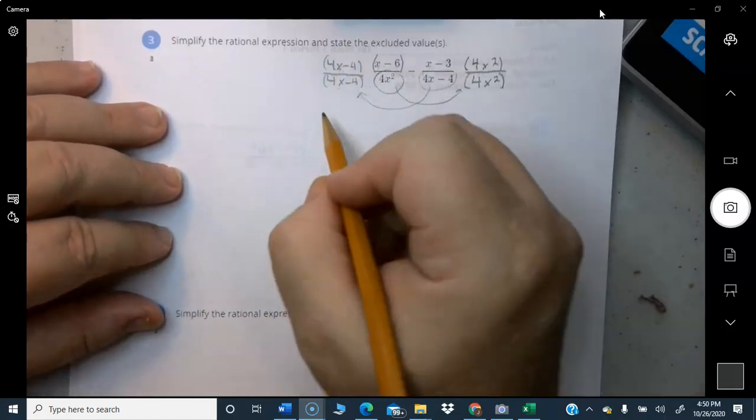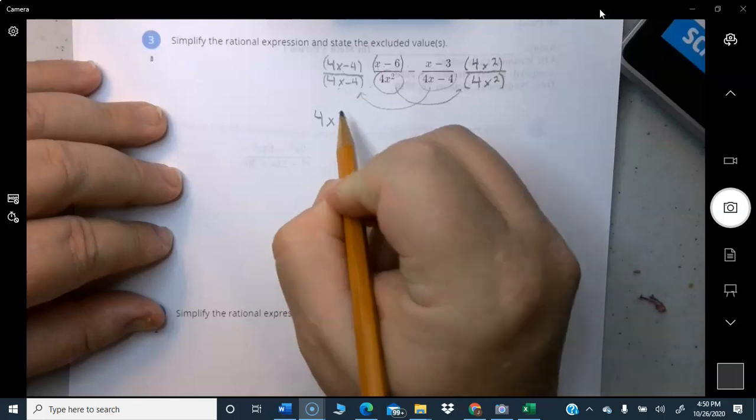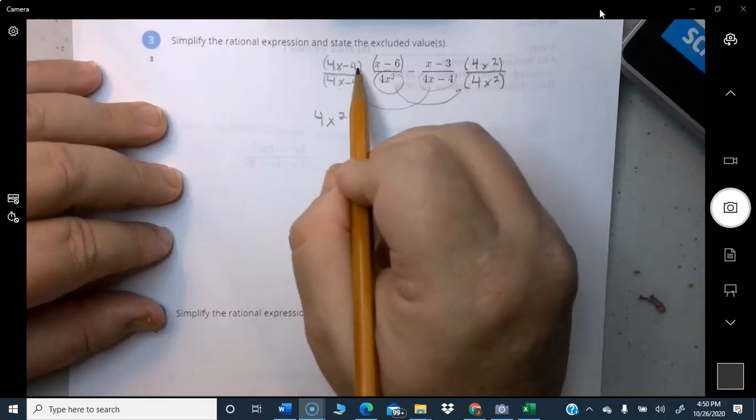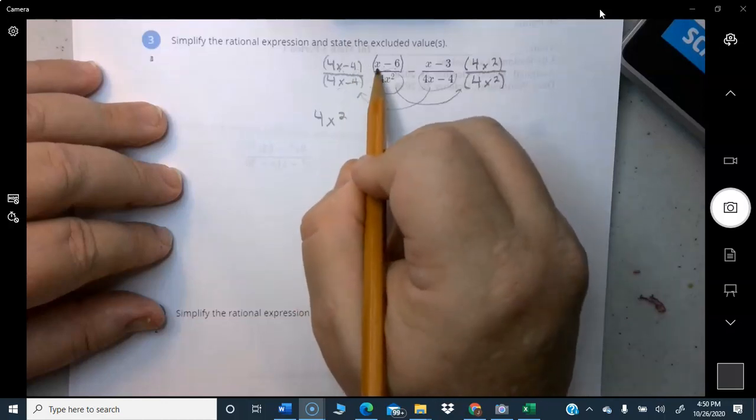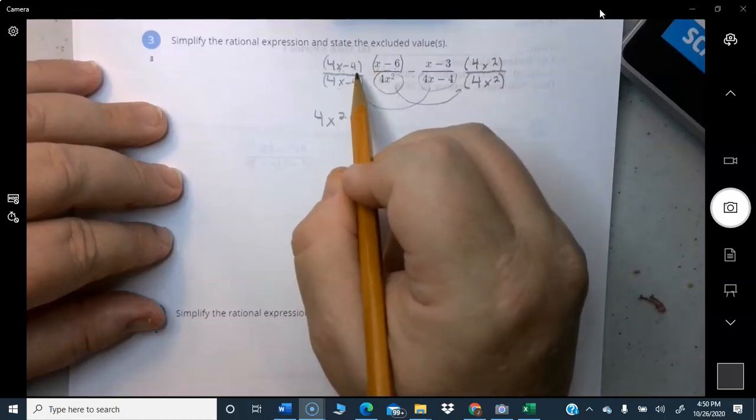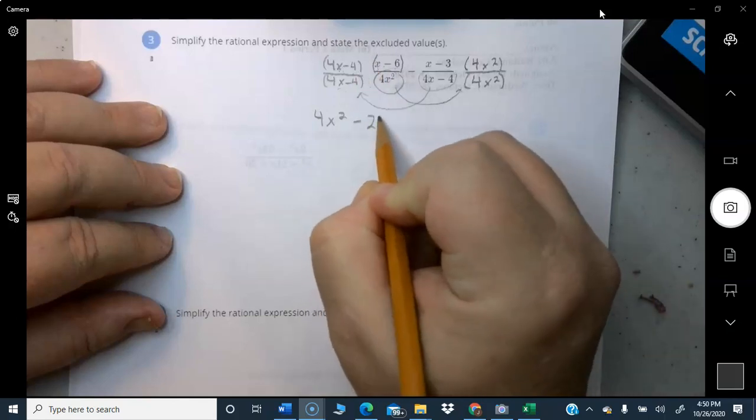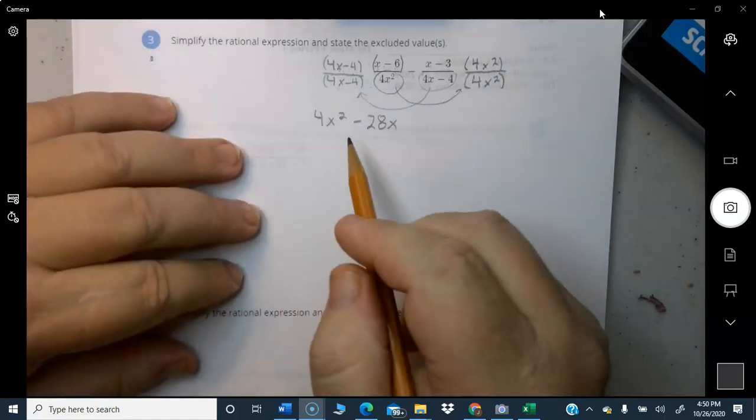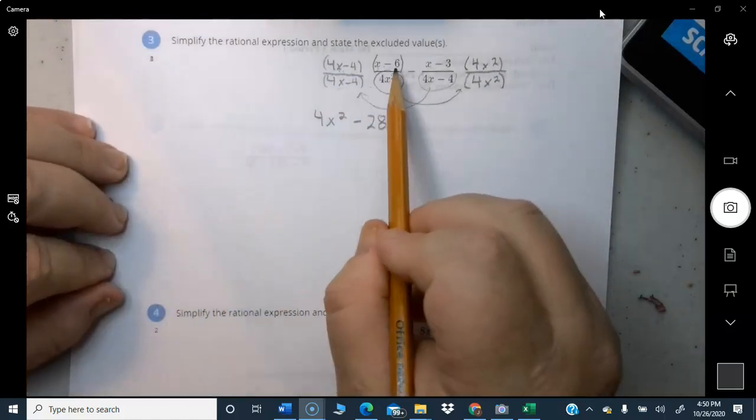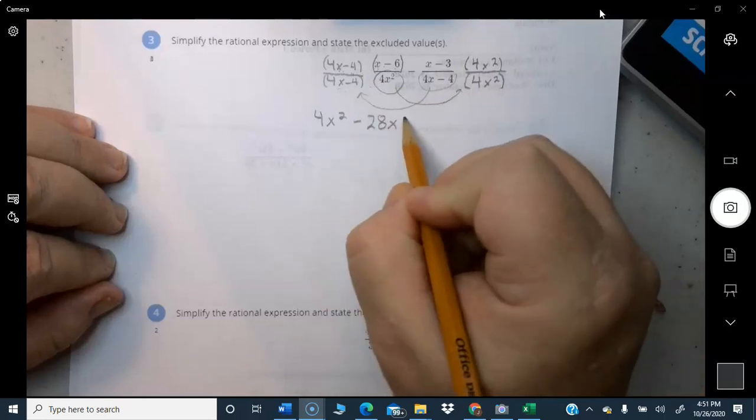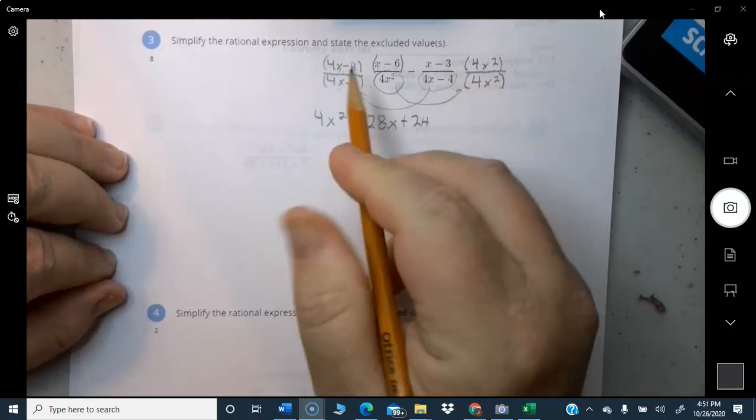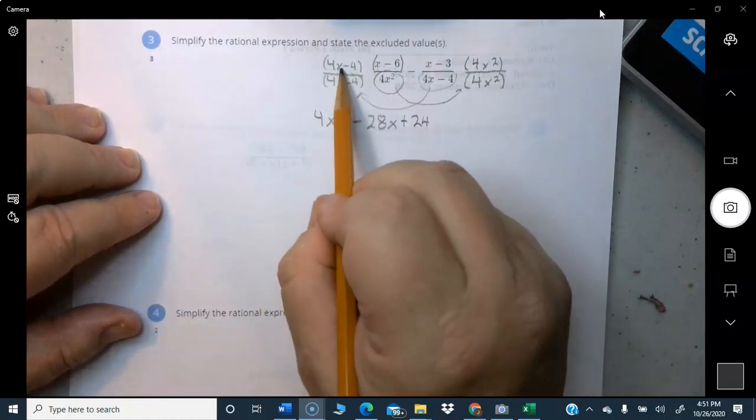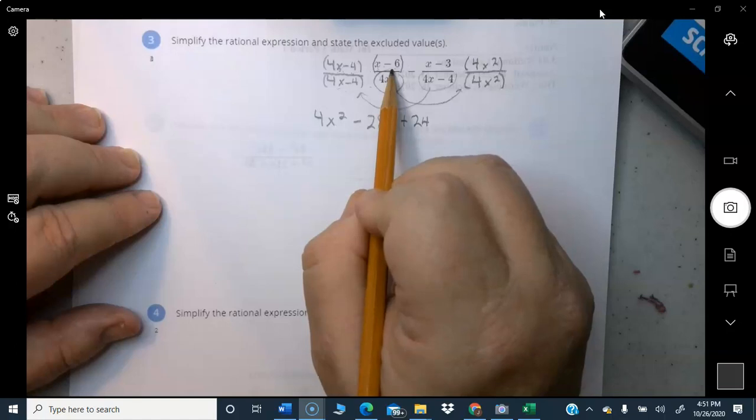4x times x is 4x squared. 4x times negative 6 is negative 24. And negative 4 times x is negative 4. So negative 24x minus 4x is negative 28x. Again, go off to the side and do that if you need to. Don't try to do it the way I did it if you're not comfortable. And then negative 4 times negative 6 is 24. So again, what I did was, I did first 4x times x is 4x squared. Outer, 4x times negative 6 is negative 24.